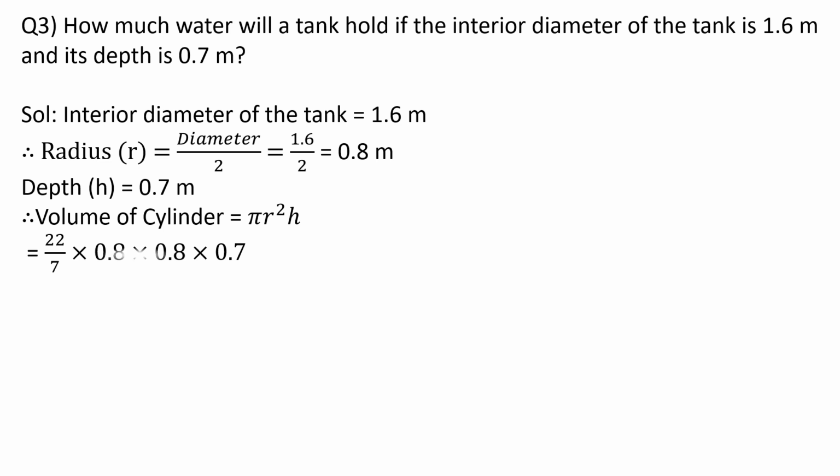We'll substitute the value, that is equal to 22 upon 7 into radius is 0.8. So 0.8 into 0.8 into height is 0.7. So into 0.7. You can cancel 7 and 0.7. So here the denominator we can remove by cancelling, and it will become 0.1.